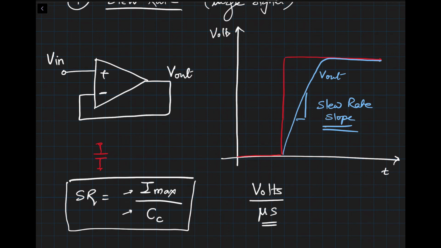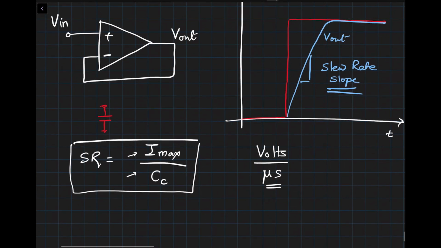As I already said, this is a nonlinear effect. So slew rate is a nonlinear effect and large signal effect, large signal behavior of the op amp. So you have to keep in mind when you are applying a large signal input to the op amp. However, the slewing can also impact your small signal behavior. And I'm going to give you an example of that.